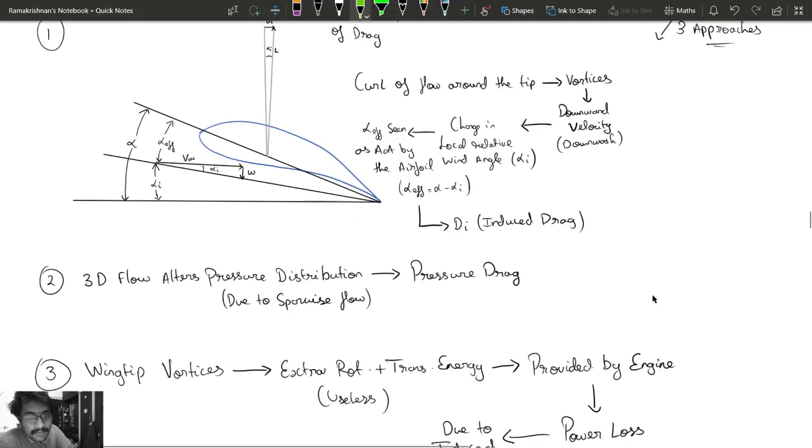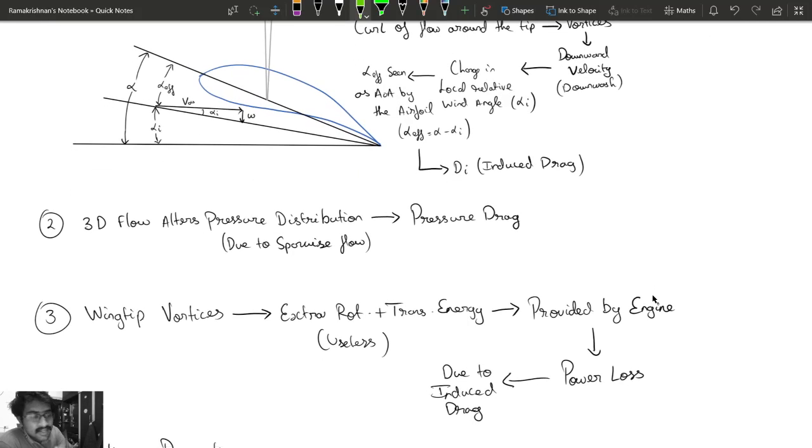And the third way of looking at this is that these wingtip vortices need extra rotational energy to rotate the air around them.